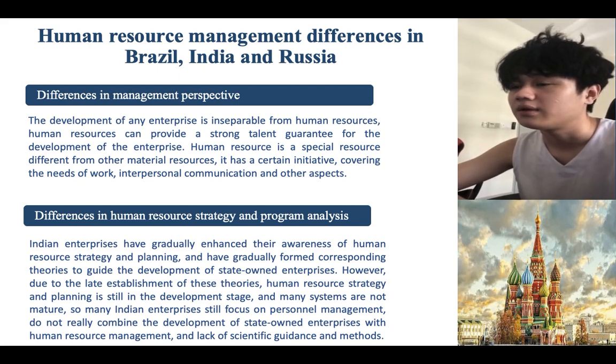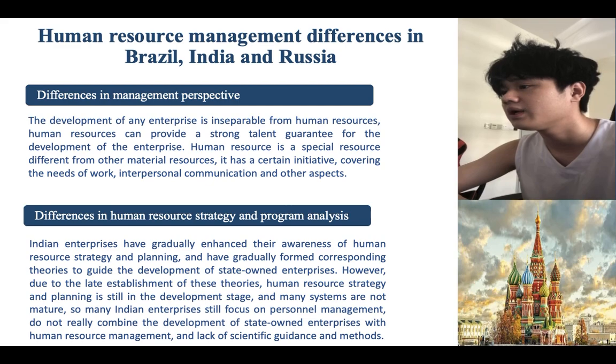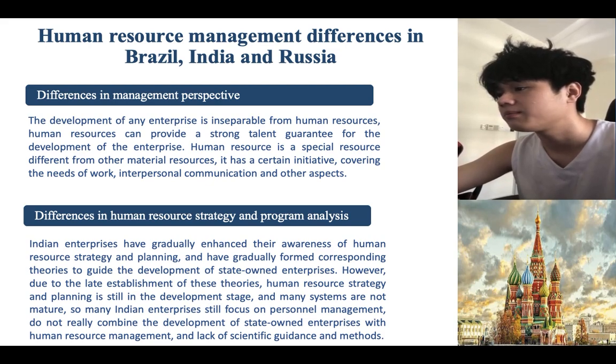Next is India, right? Indian enterprises have gradually enhanced their awareness of human resource strategy and planning, and have gradually formed corresponding theories to guide the development of state-owned enterprises. However, due to the late establishment of those theories, human resource strategy and planning is still in the development stage, and many systems are not mature. So many Indian enterprises still focus on personnel management, and do not really combine the development of state-owned enterprises with human resource management. There is a lack of scientific guidance and methods.